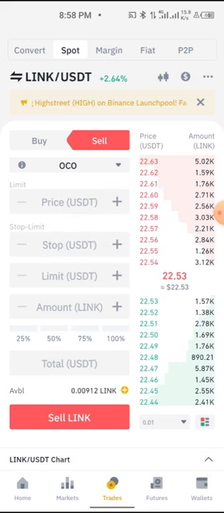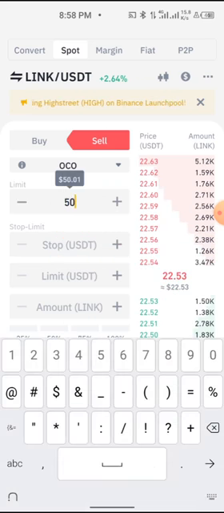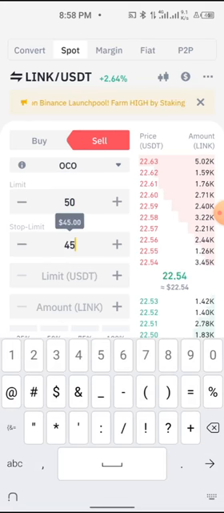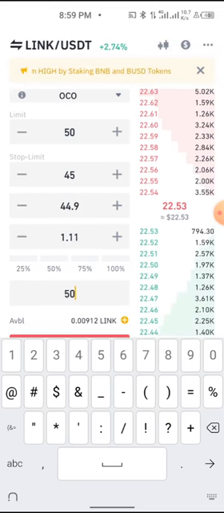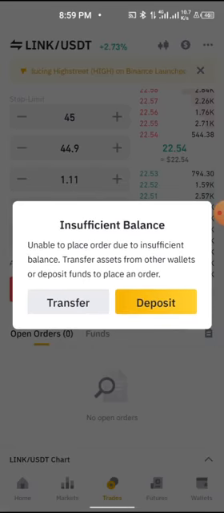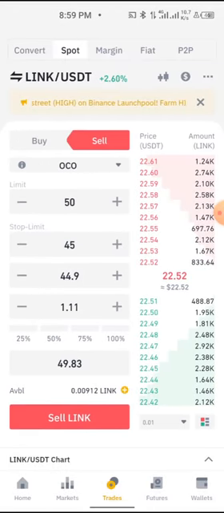So at this point, what do you do? You set your initial price of $50, but what if it doesn't get to 50? So you want to sell at 45, then your limit, since you are selling, you want to sell at a lower rate than the market, so it will be 44.9. The amount, if you're selling $50, then yeah, I don't have enough link, but that's just how it's going to be.